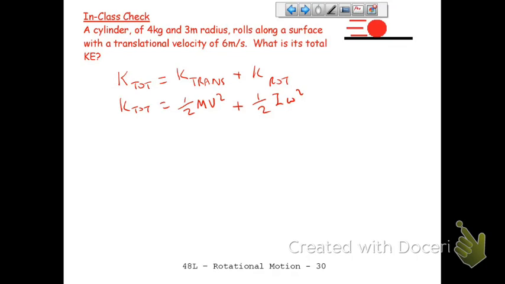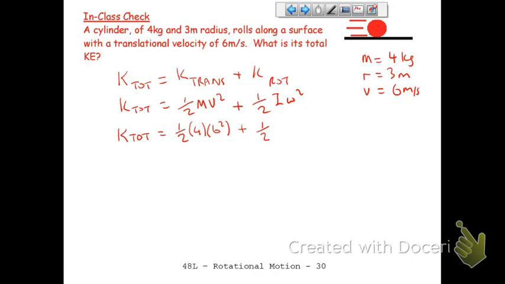And what do I know? I know the mass is equal to 4 kilograms. I know that the radius r is equal to 3 meters. And I know my v is equal to 6 meters per second. So I can do the first bit. K total is equal to 1/2 times 4 times 6 squared. I got that bit. But now for this next bit, I need to figure out what's going on.